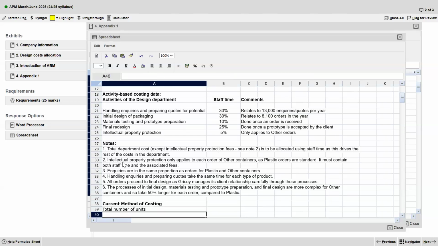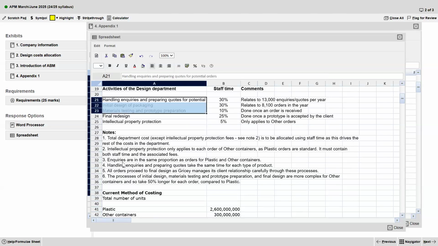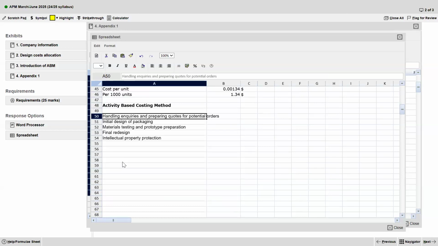Now, let's just try to calculate the cost under the activity-based costing.